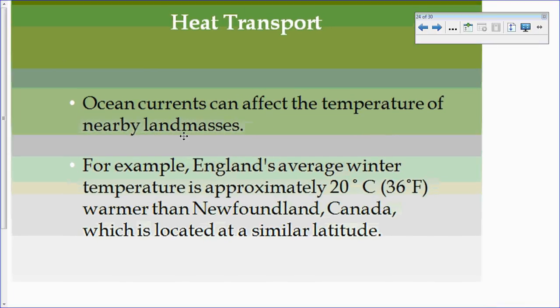Ocean currents can affect the temperature of nearby land masses. England's average winter is approximately 20 degrees Celsius warmer than Newfoundland, Canada, which is located at a similar latitude. Similar latitudes are going to have similar weather because of the amount of sunlight they're getting, the angle of the sun.